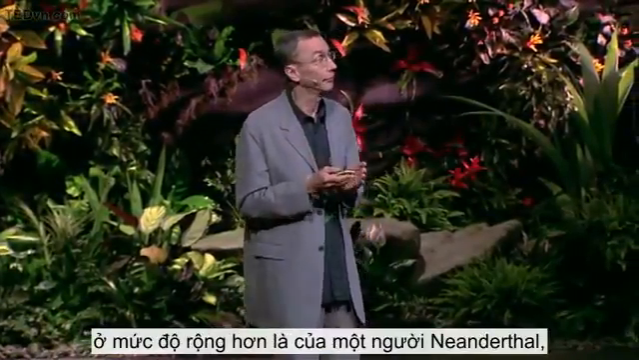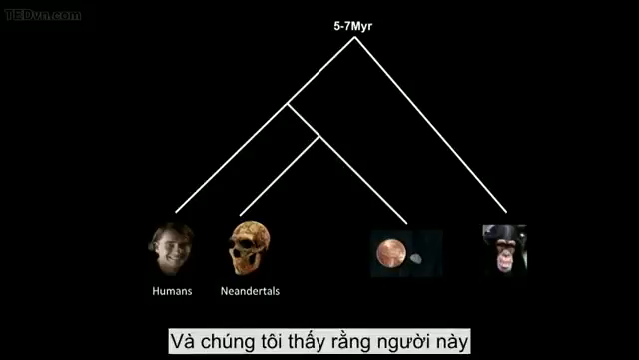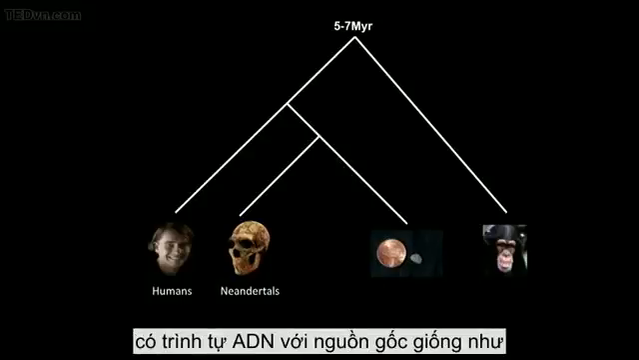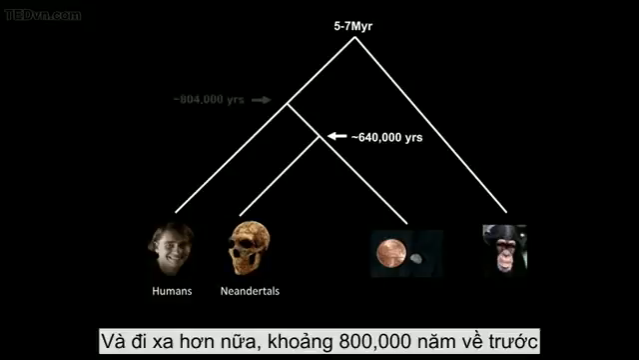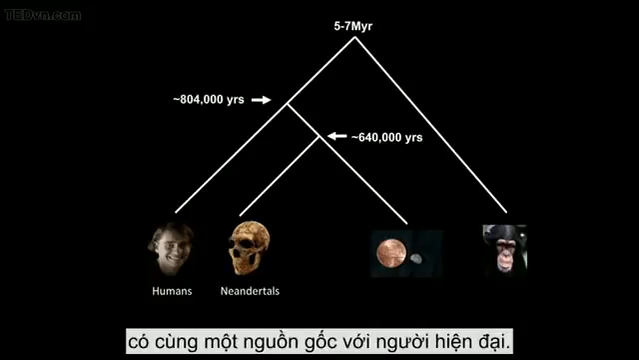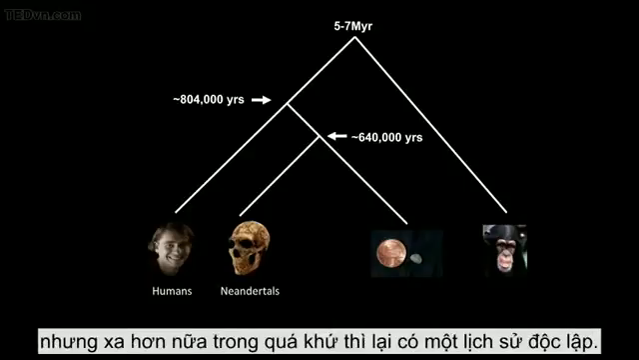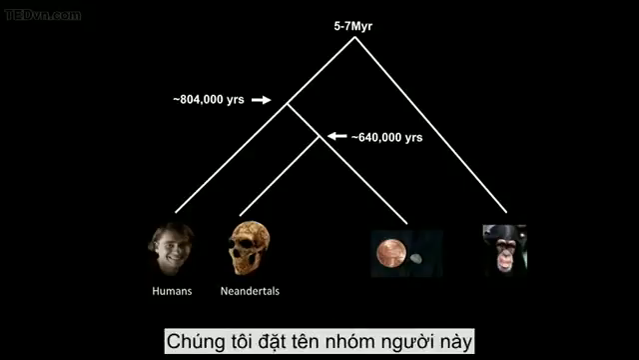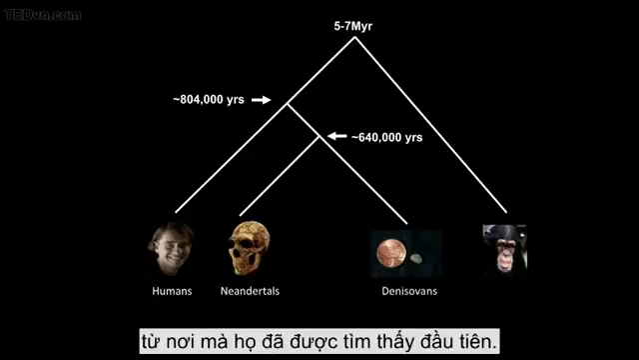And it was well enough preserved so we could determine the DNA from this individual, even to a greater extent than for the Neanderthals, actually, and start relating it to the Neanderthal genome and to people today. And we found that this individual shared a common origin for his DNA sequences with Neanderthals around 640,000 years ago. And further back, 800,000 years ago, is there a common origin with present-day humans. So this individual comes from a population that shares an origin with Neanderthals, but far back, and then have a long independent history. We call this group of humans that we then describe for the first time from this tiny, tiny little piece of bone Denisovans, after this place where they were first described.